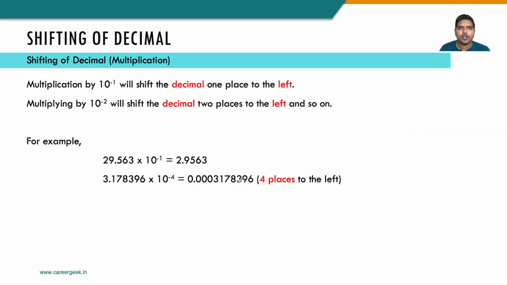Now we have also seen when you multiply by 10 power negatives, you shift that many decimals to the left. For example, we have already seen 2.3 into 10 power negative 1. This decimal shifts one place to the left. So this becomes 0.23. Now this into 10 power negative 2: 2 places to the left, 1 and 2.